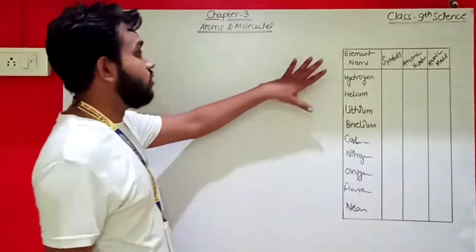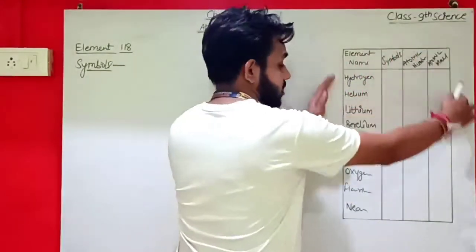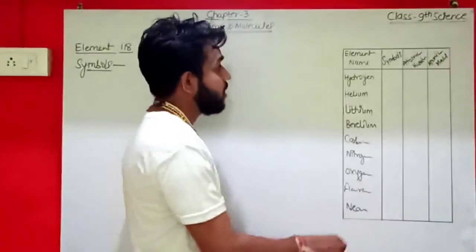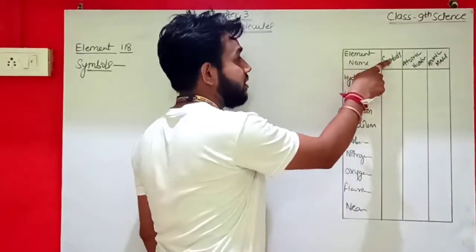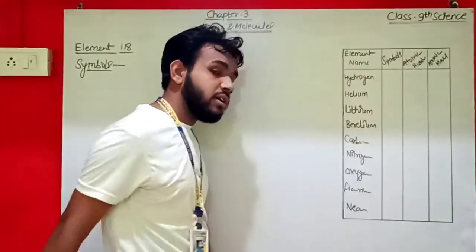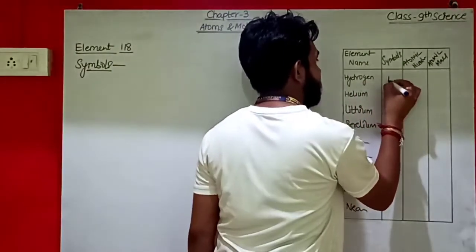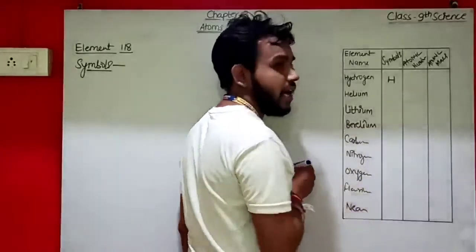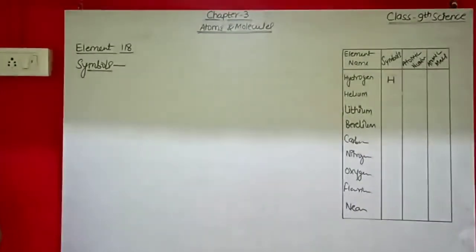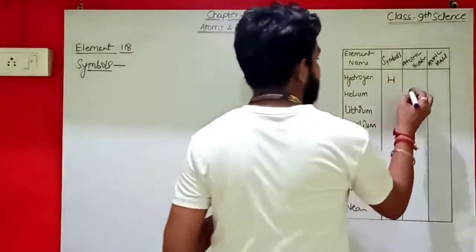Okay students, so draw this table in your copy. First one is element name, symbol, atomic number and atomic mass. Okay, first one is hydrogen. What is the symbol of hydrogen? Capital H. Atomic number is 1.